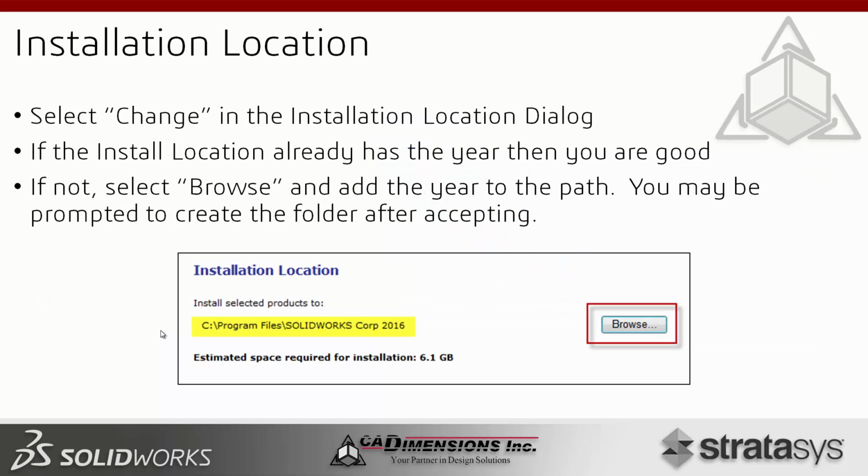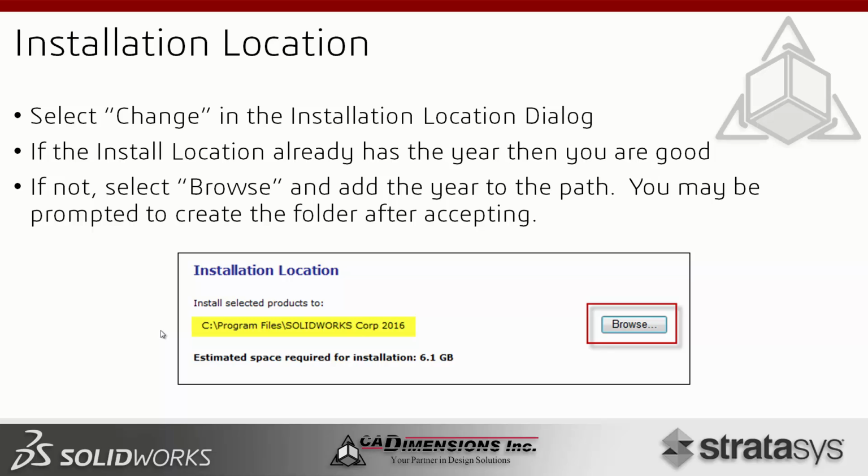The next thing is the installation location. So when you hit back to summary and get back to that main page, you'll go ahead and hit change on the installation location, and then you'll get this. What I like to do is put in the year for the version that I'm installing. So you'll see it says C program file SolidWorks Corp 2016.